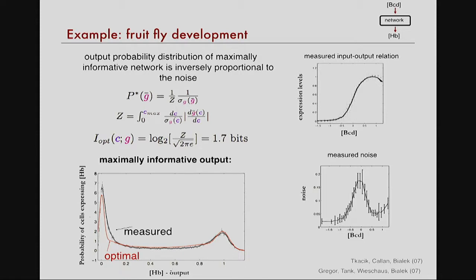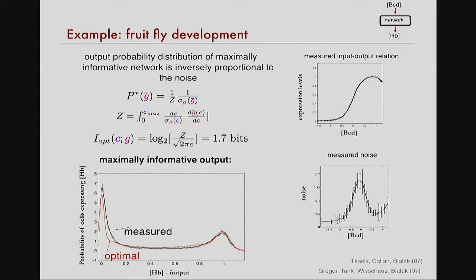And you can calculate the maximum information, so the capacity of how much information Bicoid transmits to Hunchback, and you get 1.7 bits. So what is interesting about 1.7 bits? So first of all, in order to get it, you need to put in these things from experiments. So these are just the measured noise and the measured mean. And when you put them in, so what does 1.7 bits mean? The most important thing about 1.7 bits is that it's larger than 1.